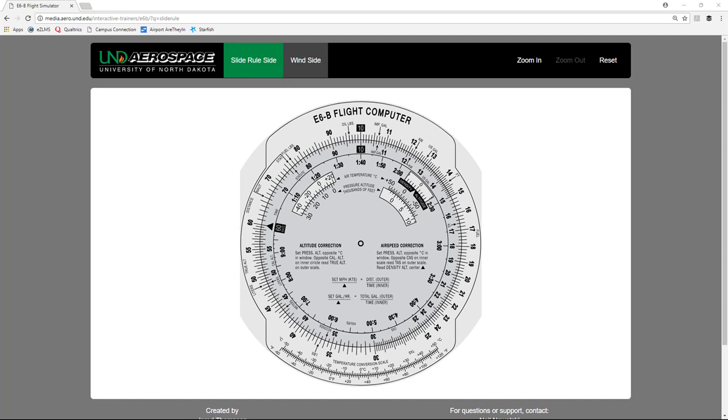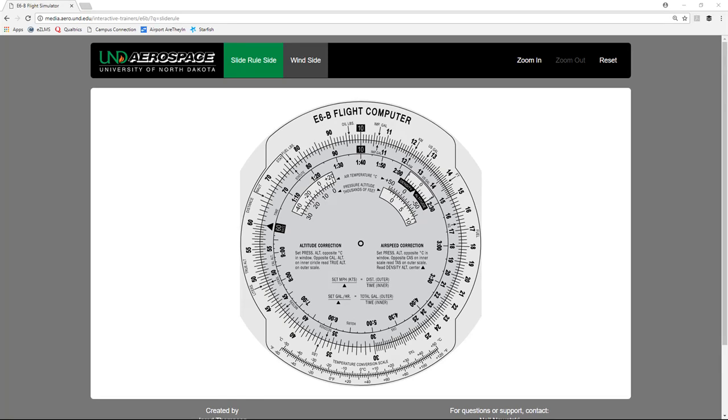So calibrated airspeed is a much more accurate representation of the dynamic pressure that is flowing over the wings, and that is what we use to determine our lift. So indicated airspeed gets us pretty close to that, but calibrated airspeed is a much more accurate representation of the lift being generated over the wing.